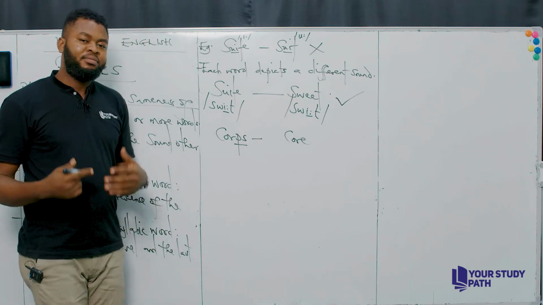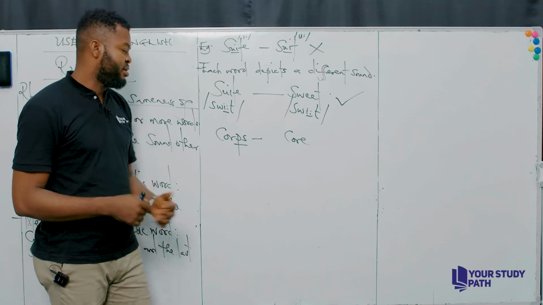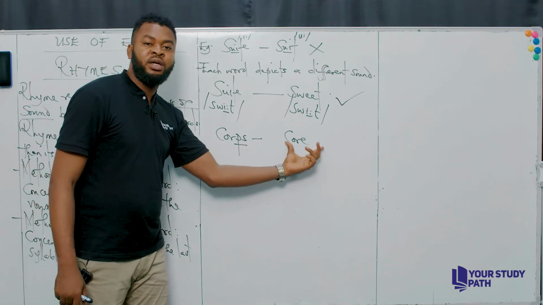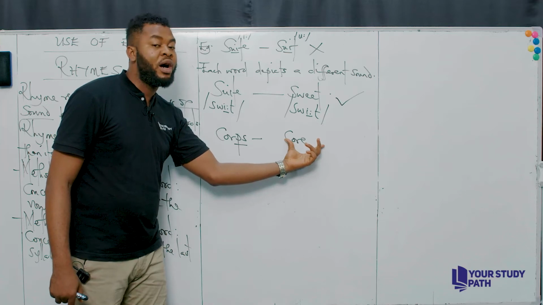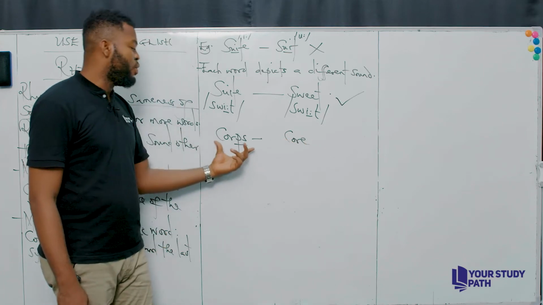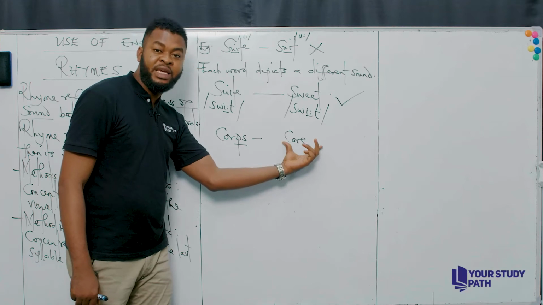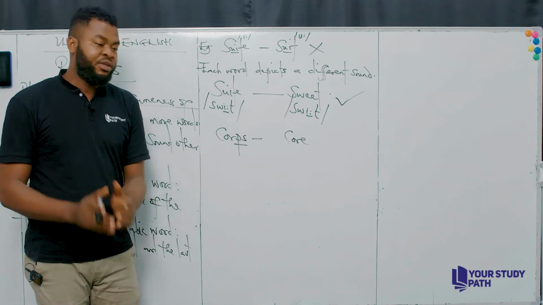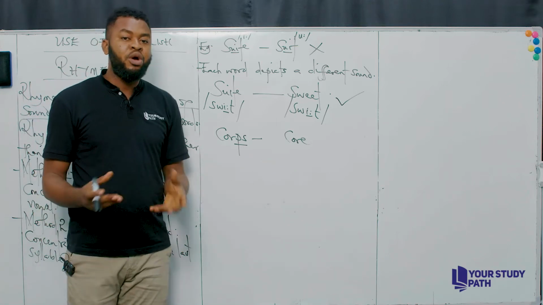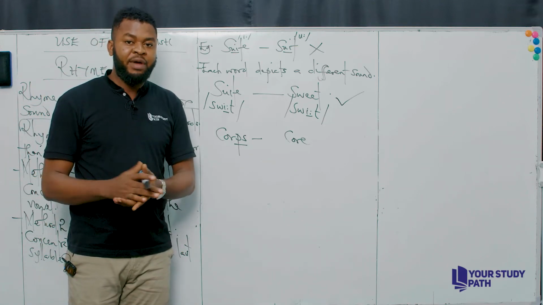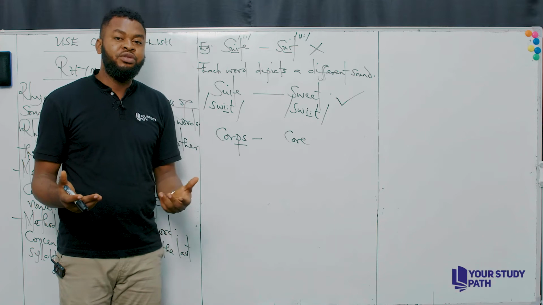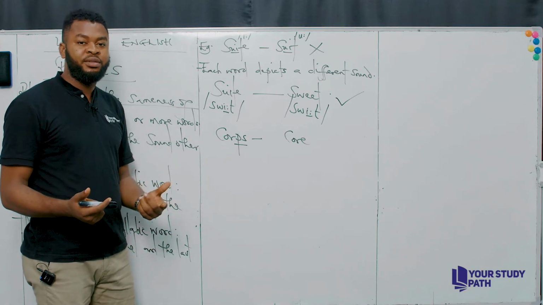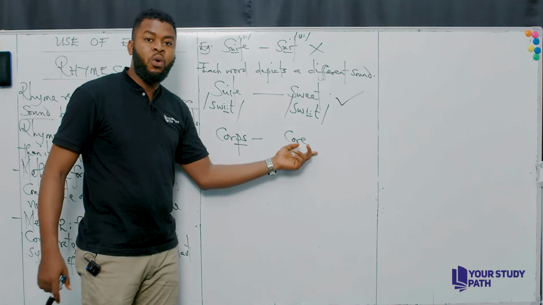Now, let me give you this to try. Look at the first word, C-O-R-P-S, and the second word, C-O-R-E. So you have C-O-R-P-S and C-O-R-E. So my question to you now is, do these two words rhyme? Do they rhyme? Obviously they do. The reason is, the first word is pronounced as core. The second word is equally pronounced as core.